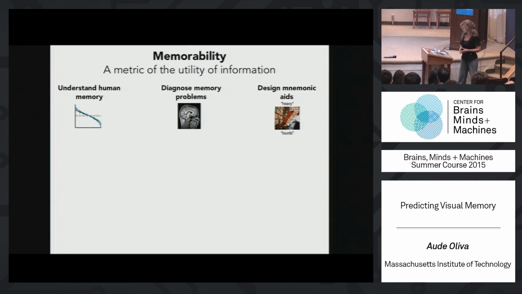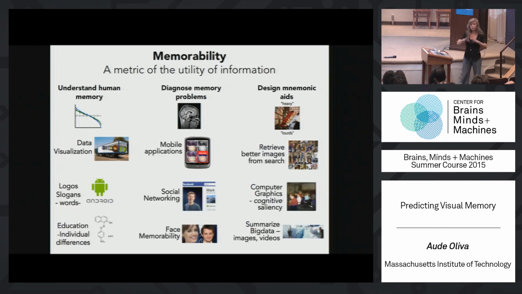Let's take a moment to imagine that we will be able to predict accurately the memory of people. This would be very useful to understand the mechanism of human memory, both at the cognitive and neuroscience level, system level, as well as possibly diagnose memory problems, short-term visual memory, long-term visual memory, that may arise in an acute way or develop over time, as well as design mnemonic aids in order to recall information better.